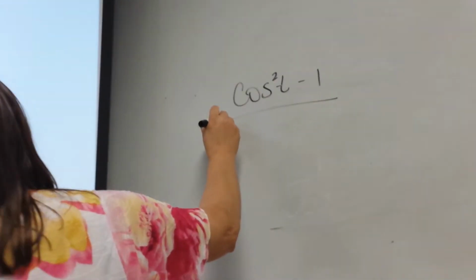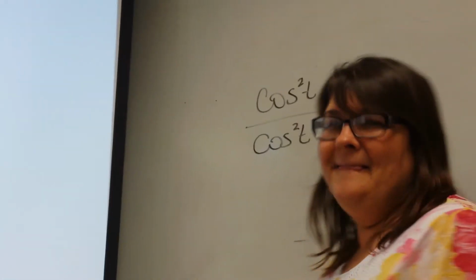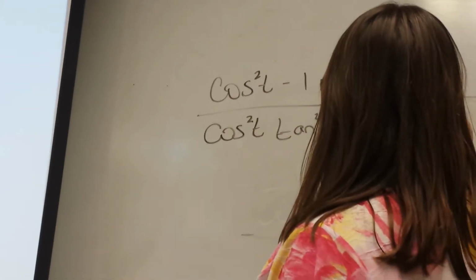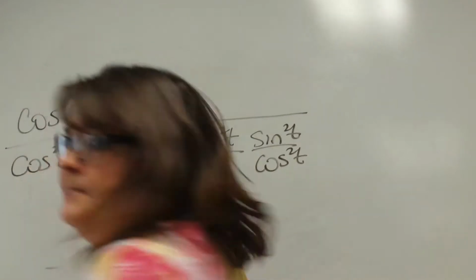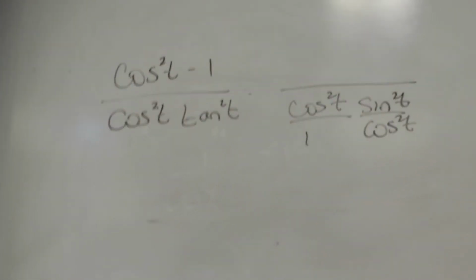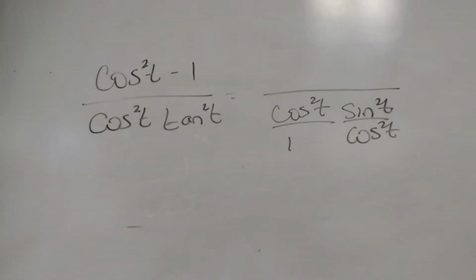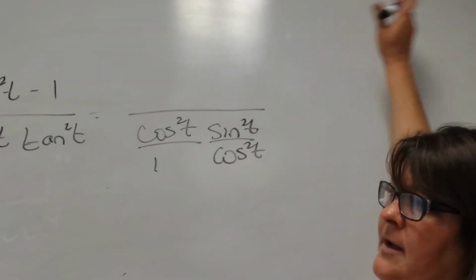Cosine squared t minus 1 over cosine squared t times tan squared t. All right, good. What do we got? Well, I put cosine squared, the bottom one, over 1, and then changed tangent to sine squared t over cosine squared t. Okay, good. Excellent. What do we do on top? And then the top I left as cosine. Did you? You left it in? No, I actually changed it to sine squared, because that's what the Pythagorean identity says.